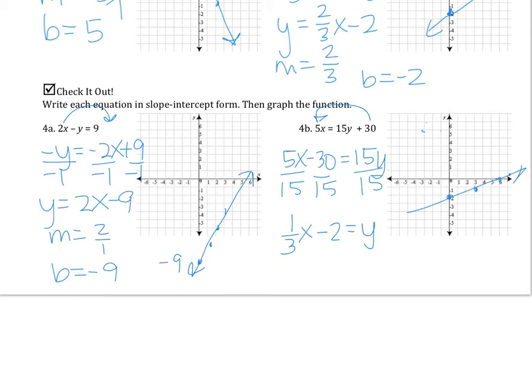Whoa! You're not taking these. Checking your work, you should have got that the slope was 2 over 1 and the y-intercept b is negative 9. And for the second one, the slope is 1/3 and the y-intercept b is negative 2.